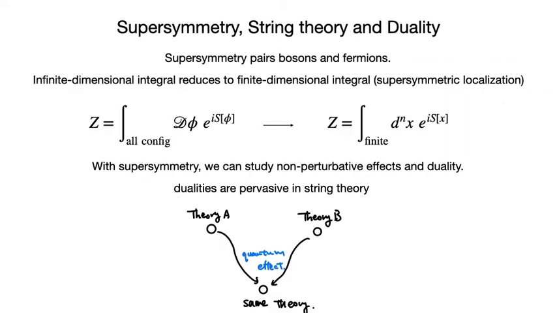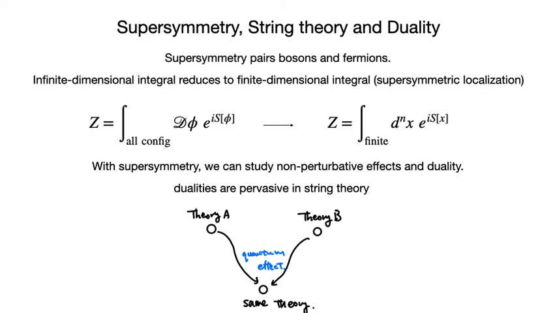So here comes supersymmetry as a rescue. Supersymmetry is a symmetry that pairs bosons and fermions. Since it pairs bosons and fermions, in certain nice circumstances this infinite dimensional Feynman path integral is localized to a finite dimensional configuration, because bosons and fermions cancel each other. Most of the bosonic and fermionic configurations cancel each other, and what's left is a finite dimensional configuration if you have supersymmetry. This is called supersymmetric localization.